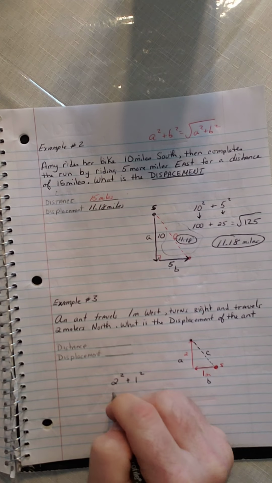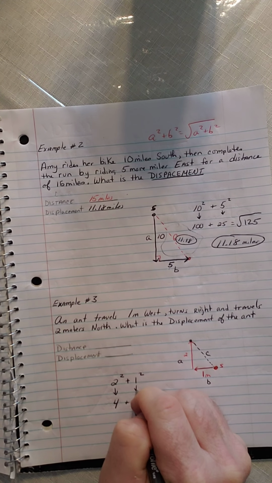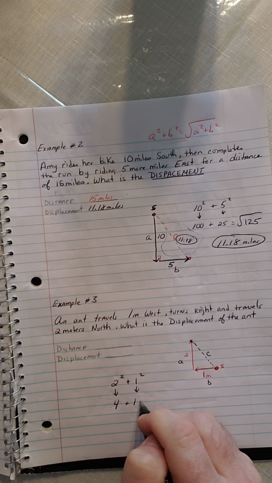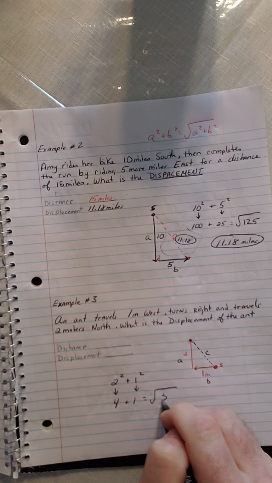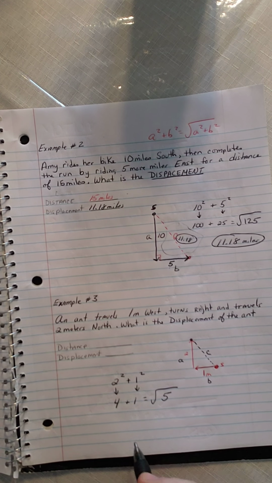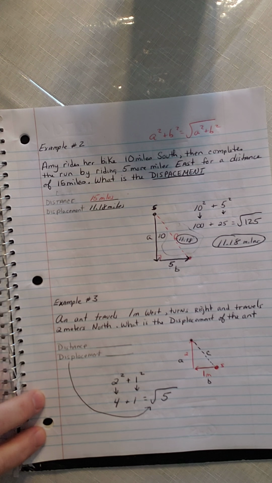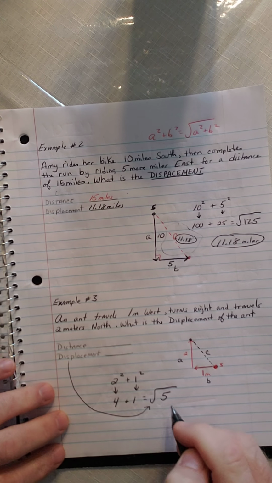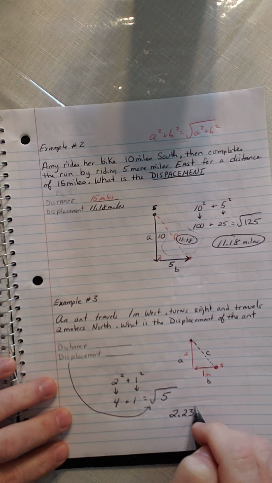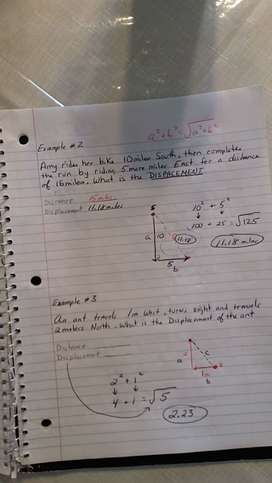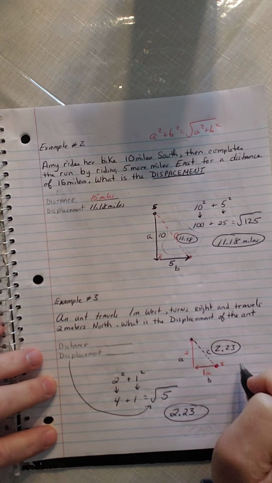2 squared is 4. 1 squared, 1 times 1, is 1. So now the total, 4 plus 1, is 5. So to get the displacement, we want to get the square root of 5. And when I calculate it out, the square root of 5 is 2.23. Okay, so 2.23 is my displacement.